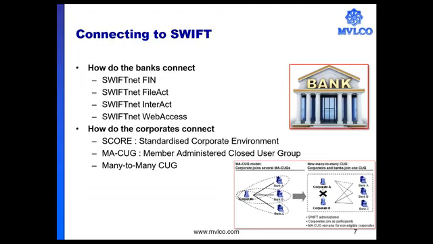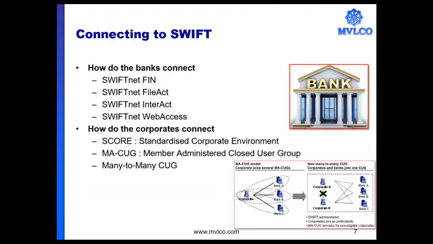On the other hand, you could have the concept of a many-to-many closed user group. It is possible that a couple of banks like Bank A, Bank B and Bank C come together and form a closed user group. In this situation, if a corporate joins that many-to-many CUG, that corporate would be able to communicate with any bank which is a member of that CUG. So I could say that this is a limited version of the standardized corporate environment. In the standardized corporate environment, we could communicate with any bank.